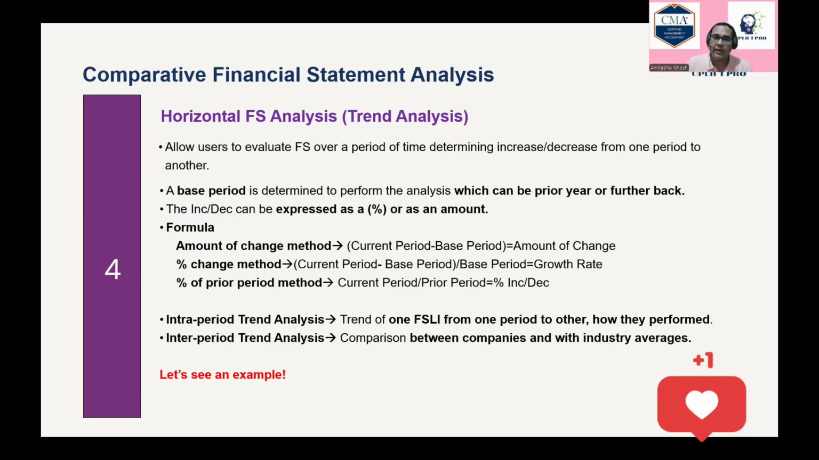Again, for a horizontal or trend analysis, there is both intra period as well as inter period. For intra period, we look at the trend of one FSLI from one period to the other, how it has performed for the same company. In the case of inter period, we take into consideration comparisons between companies and with industry averages, right? We might have different companies for which we are calculating the change, or there may be industry averages against which a company's performance is compared.